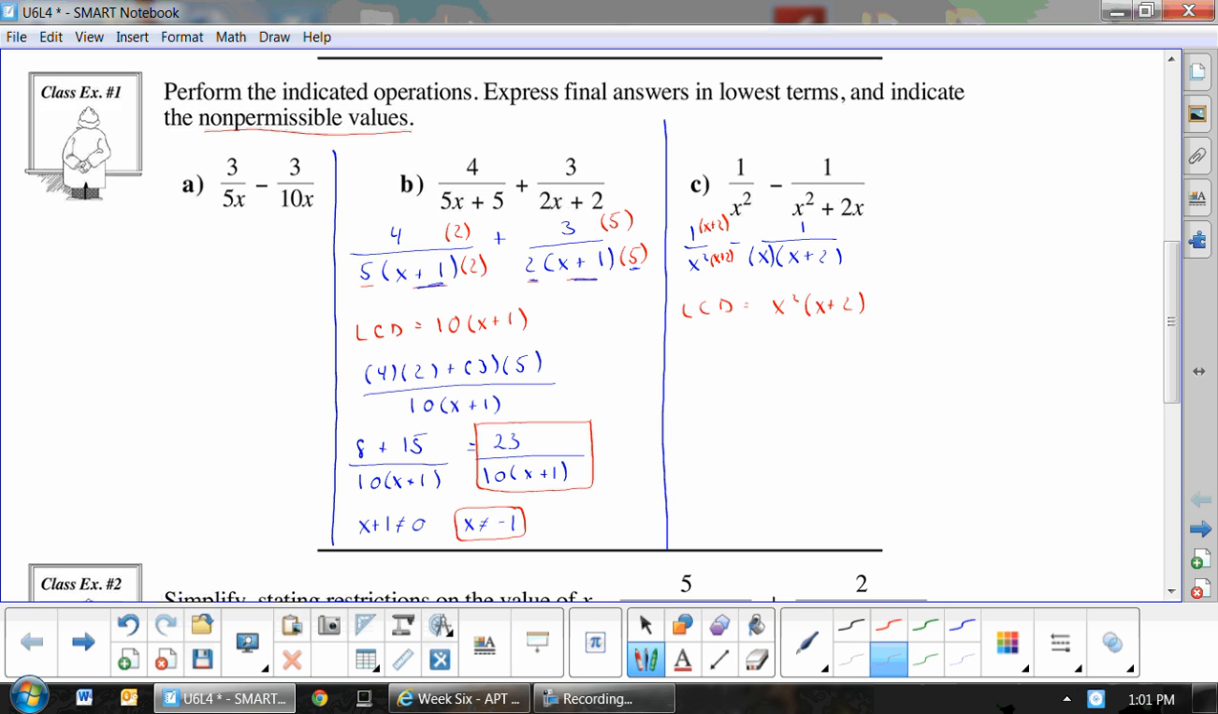And this one has an x plus 2 and only one x. So we're going to multiply it by another x on the top and the bottom. So we can simplify it and we get, okay, so we know our LCD is x squared, x plus 2. And then on the top we have 1 times x plus 2 minus 1 times x. So we get x plus 2 minus x all over that lowest common denominator.